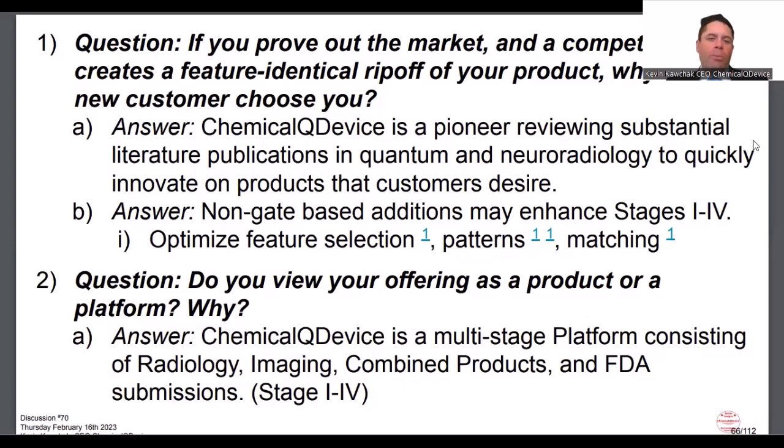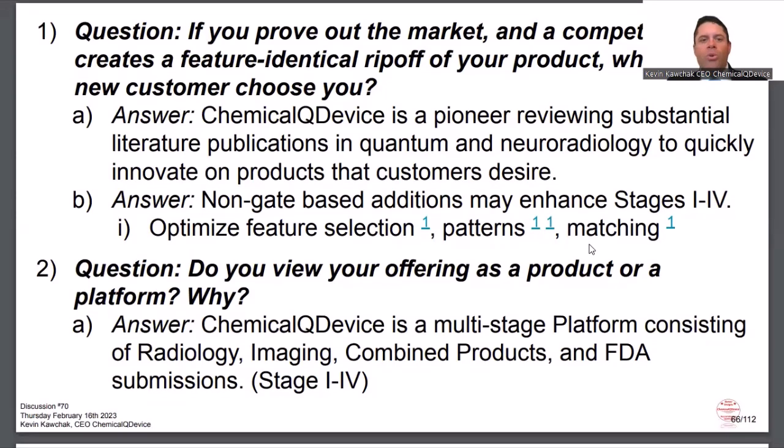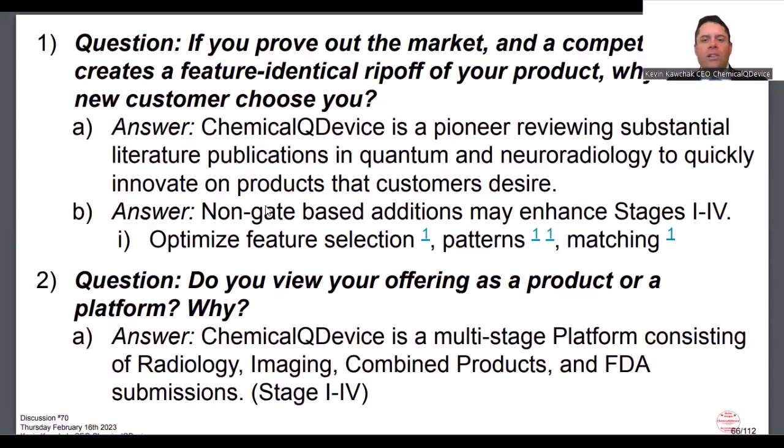And also, many people will be going after gate-based approaches, just hybrid gates, CPU, GPU, gate-based. I'm going further into non-gate-based methods and optimizing feature selection, patterns, and matching, all to take a look at. But you have to look at all of the computing technologies. I would say the hot one might be the ion trap right now as far as results go.